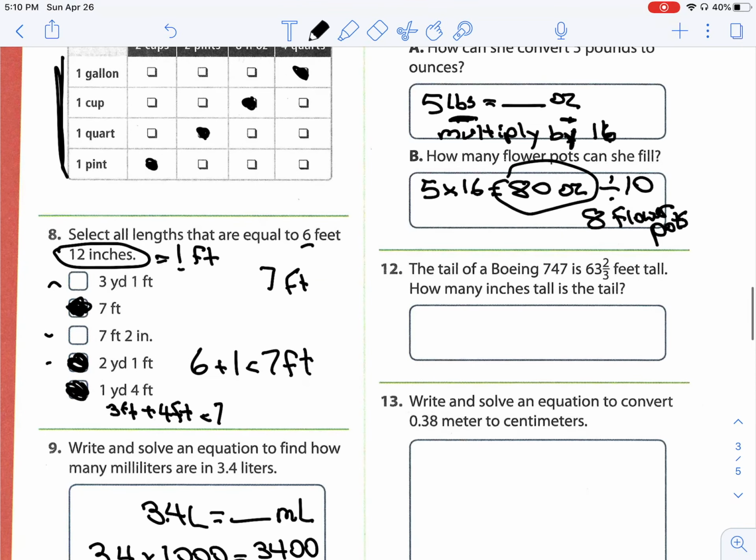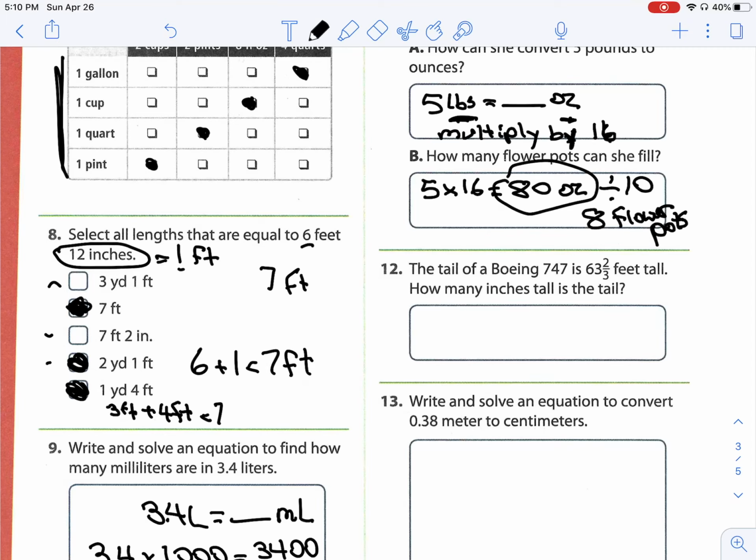Number 12, the tale of a Boeing 747. I bet if you don't know anything about airplanes, that's the name of a type of airplane. Anyway, it is 63 and 2/3 feet tall. How many inches tall? Well, what a crazy question to ask. Who needs to know that kind of information other than a math test?